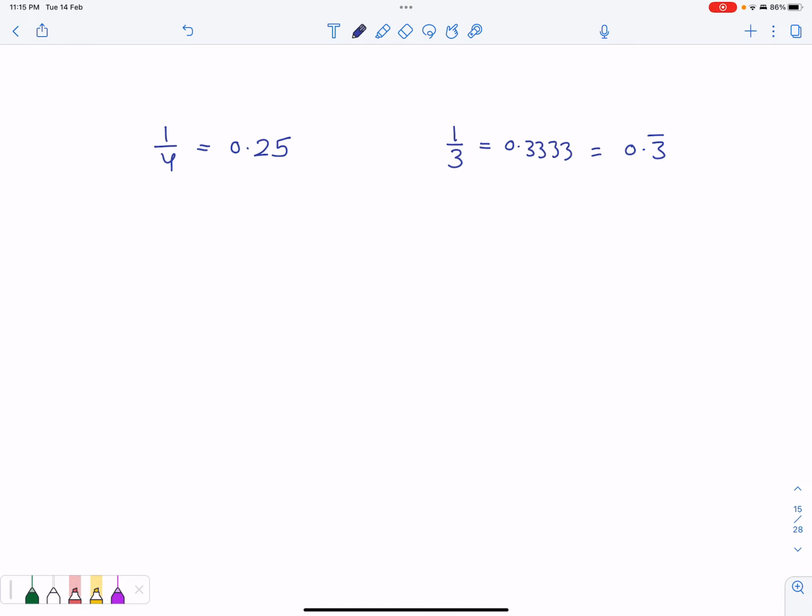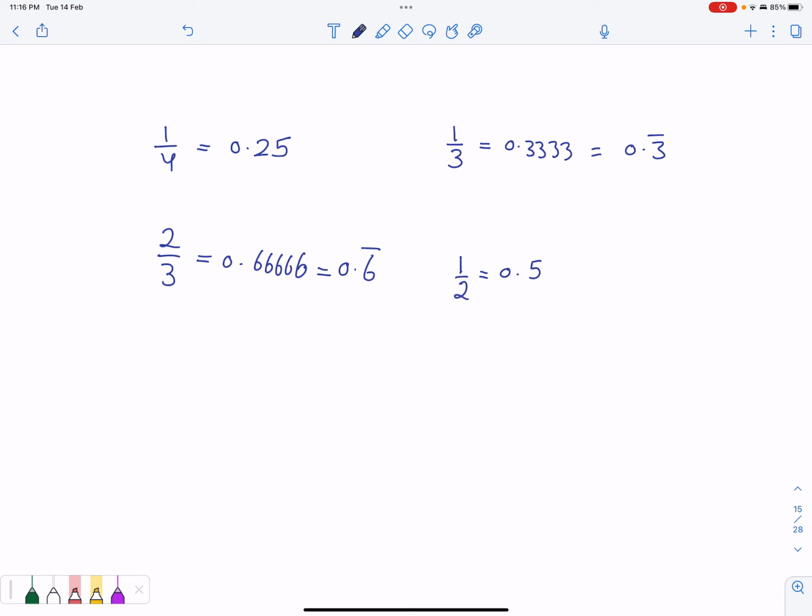The third fraction that we need to know is 2/3, which is equal to 0.666666 and so on, a lot of sixes. So it would be equal to 0.6 with a bar like that. And the fourth fraction that we need to know is the half, which is 1/2. In decimals, that is equal to 0.5.